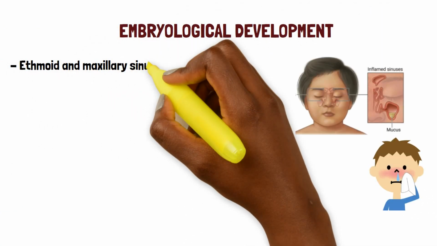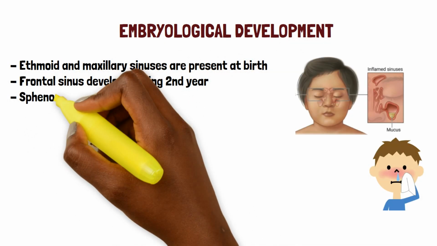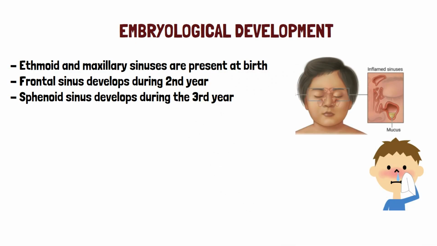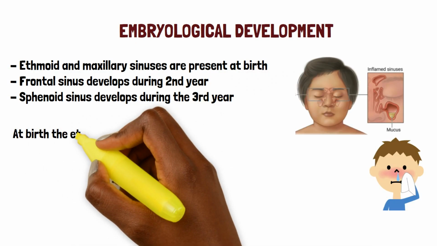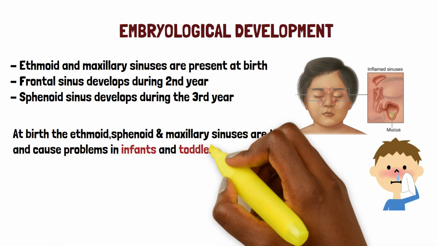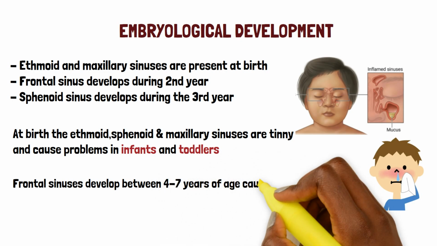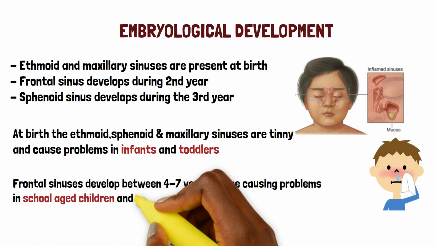Embryological development. Ethmoid and maxillary sinuses are present at birth. Frontal sinus develops during the 2nd year. Sphenoid sinus develops during the 3rd year. At birth, the ethmoid, sphenoid, and maxillary sinuses are tiny and cause problems in infants and toddlers. Frontal sinus develops between 4 to 7 years of age, causing problems in school-aged children and adolescents.